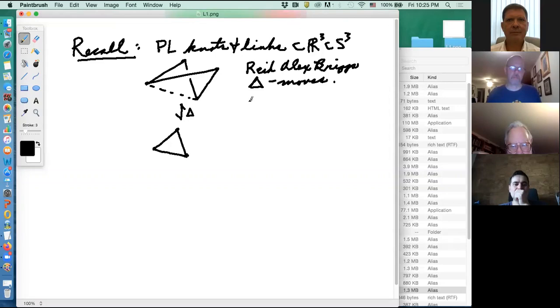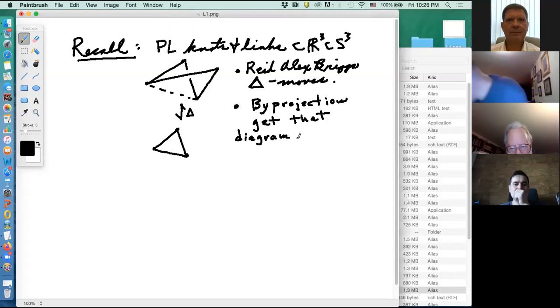And then we went through how by projection we get that diagrams plus Reidemeister moves suffice for ambient isotopy.